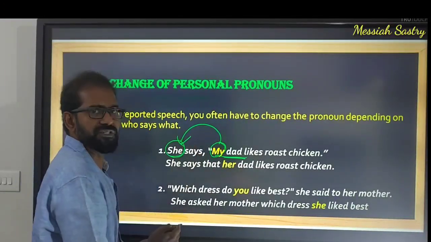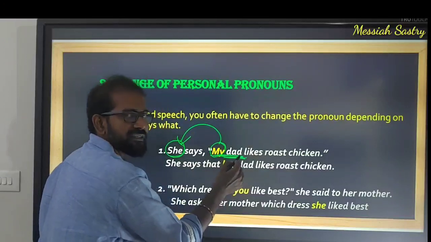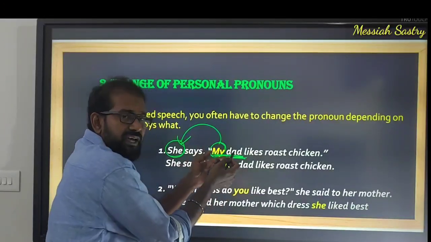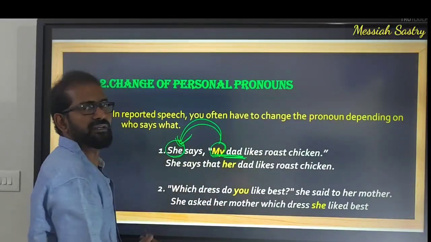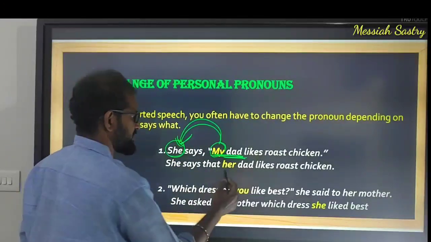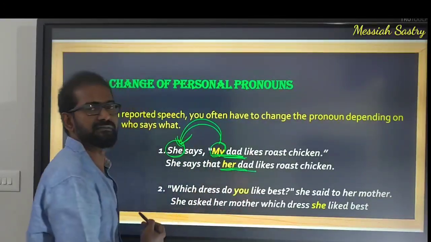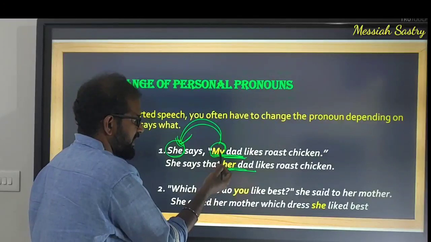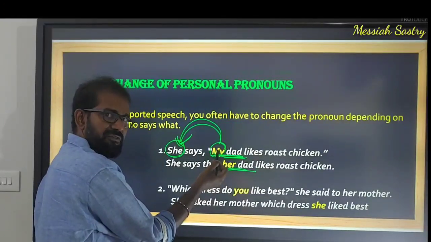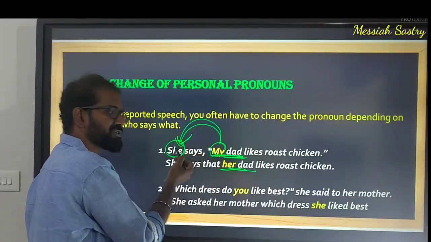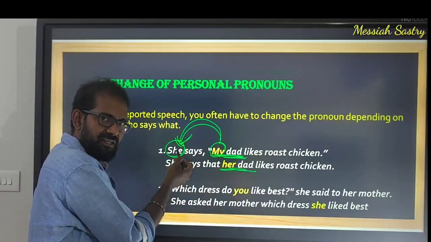My refers to she. So, whose dad? She's saying, my dad. Whose dad? Her dad. So, while changing into indirect, we need to use her dad. So, the personal pronouns change according to the speaker and the listener.